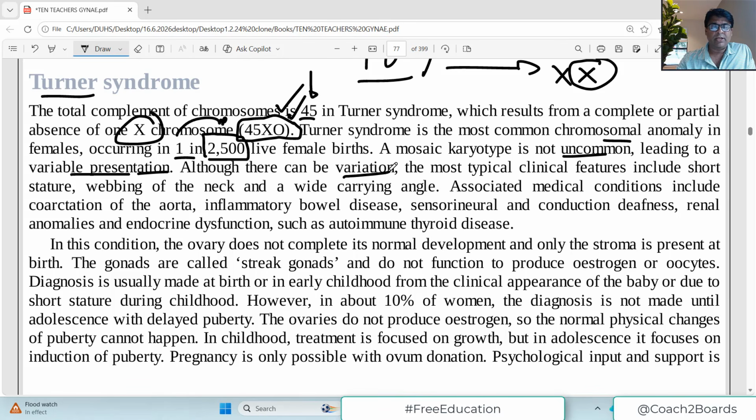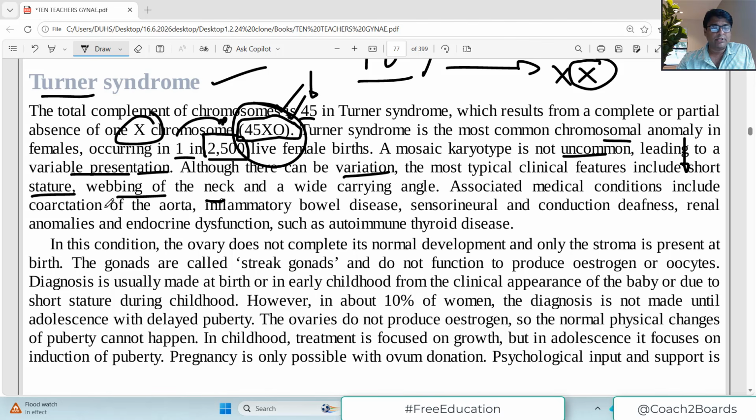Although there can be variation, the most typical clinical feature includes short stature. ये characteristic features हैं, exam में ये अक्सर वो use करते हैं. Webbing of neck is classical and wide carrying angle. So ये तीनों अगर words use हो रहे हैं ना clinical vignette में, think about Turner syndrome, do the karyotype, see if it is 45XO.